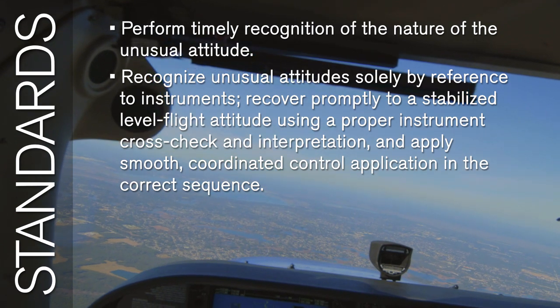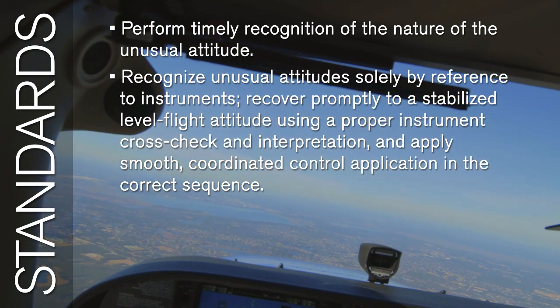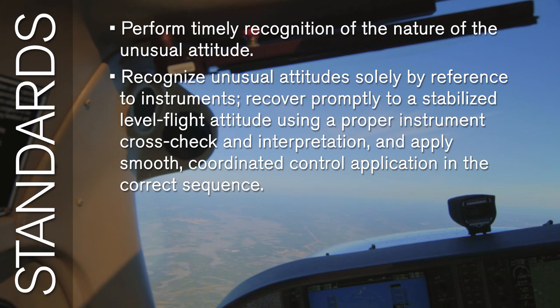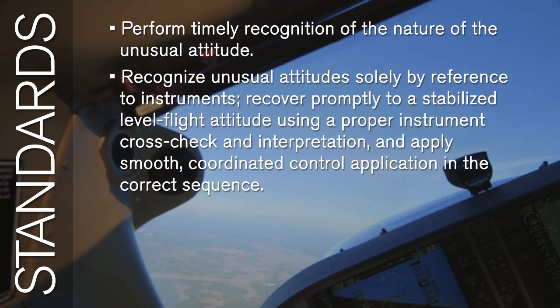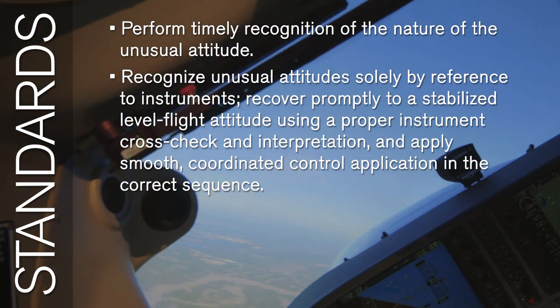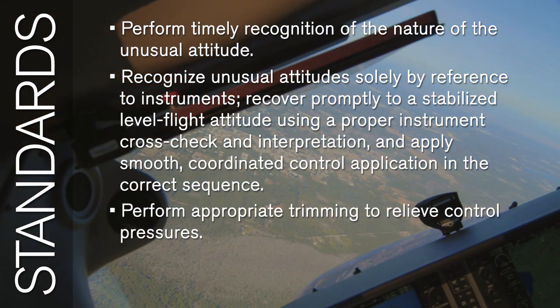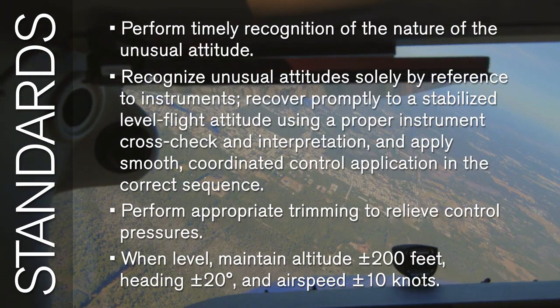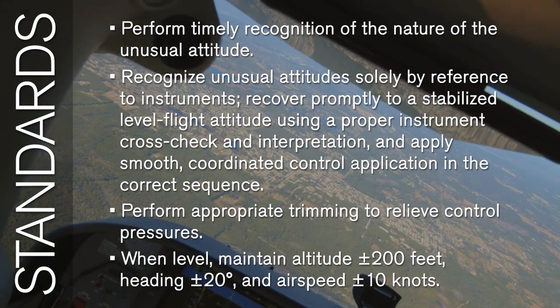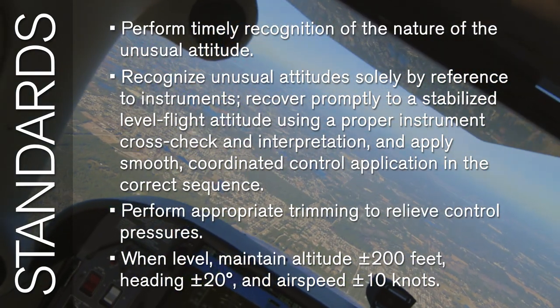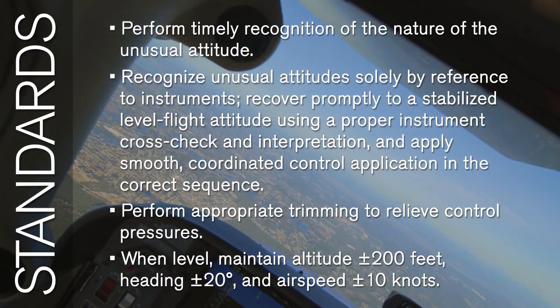Recover promptly to a stabilized level flight attitude using a proper instrument cross-check and interpretation, and apply smooth, coordinated control application in the correct sequence. Perform appropriate trimming to relieve control pressures. When level, maintain altitude plus or minus 200 feet, heading plus or minus 20 degrees, and airspeed plus or minus 10 knots.